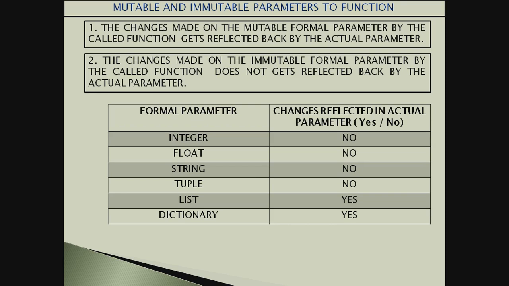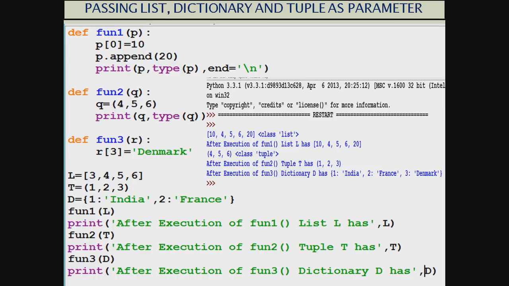But for lists and dictionaries, if we send them through an argument to a parameter, any changes made by the parameter on the list or dictionary are going to be reflected back. We'll see this. Let us see. See here, L is a list. Come down and see. L is a list which contains 3, 4, 5, 6. T is a tuple which contains 1, 2, 3. And D is a dictionary which contains 1 as key and India as value, then 2 as key and France as value. Now you see, we are calling the fun1 function and sending a list L.